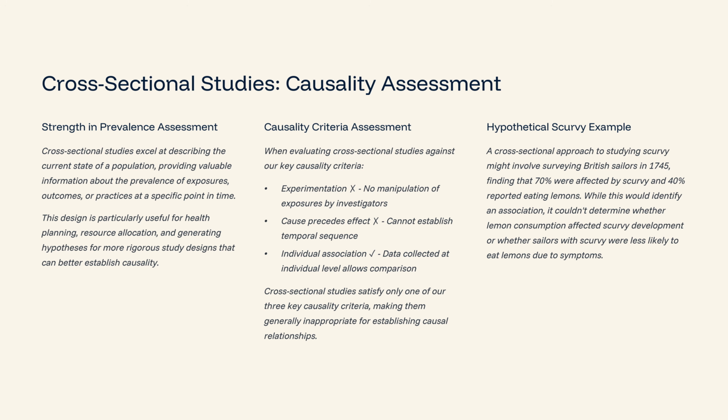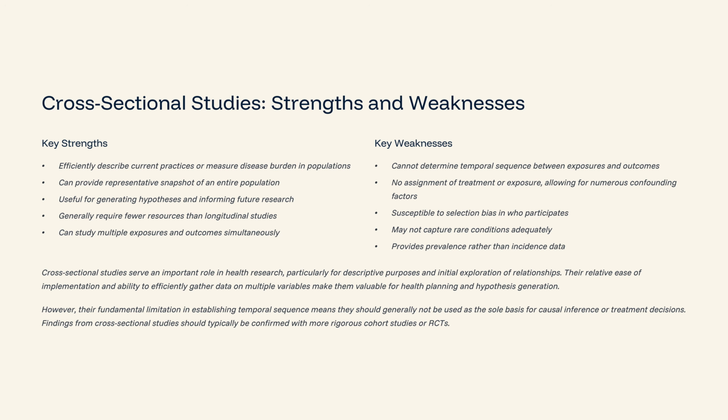And so applying to our scurvy example, you could do a cross-sectional study of British sailors to figure out how many were affected with scurvy and how many reported eating lemons. You could do something simple like that, but then you can't make any further conclusions from the data other than just how much something occurs. So what are some strengths and weaknesses of cross-sectional studies?